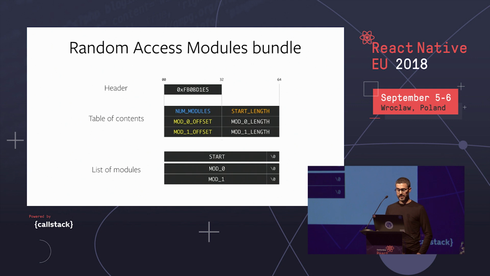The first thing in the RAM bundle is the header, which is a magic number that stands for FB0 bundles, as you can kind of read. Then we have the table of contents, which is a lookup table to find the modules inside the bundle. They contain the offset and the length of each of the modules. After this, there is the start part, which contains the runtime and the startup code. This is what is going to be executed when we start the application.